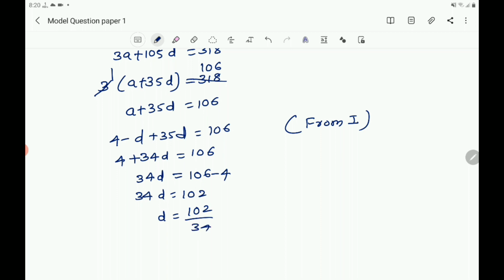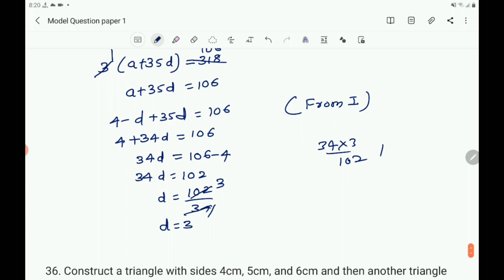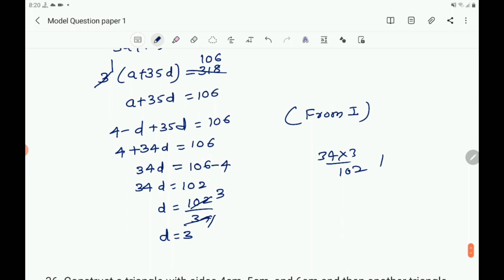You know that 34 3s are 34 into 3. 4 3s are 12. 3 3s are 9 plus 1, 102. So you get 34 3s are 102. You got that D equals 3. D equals 3.